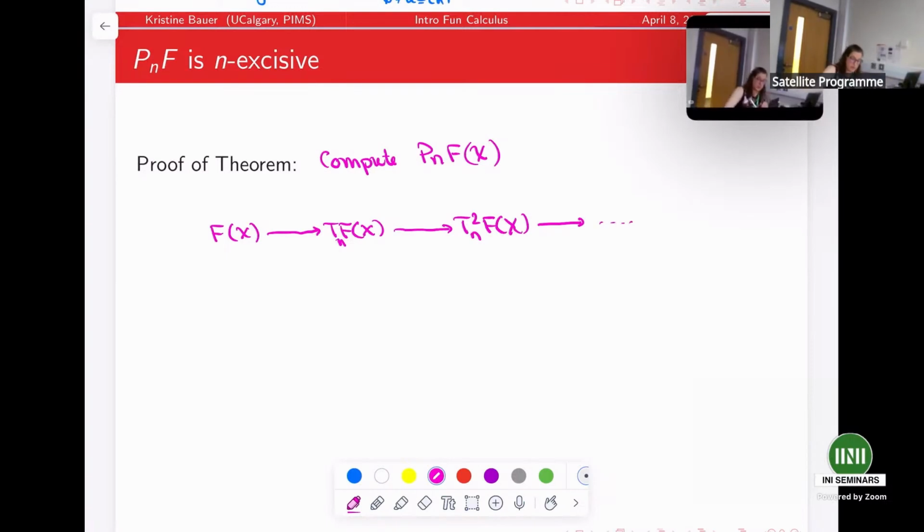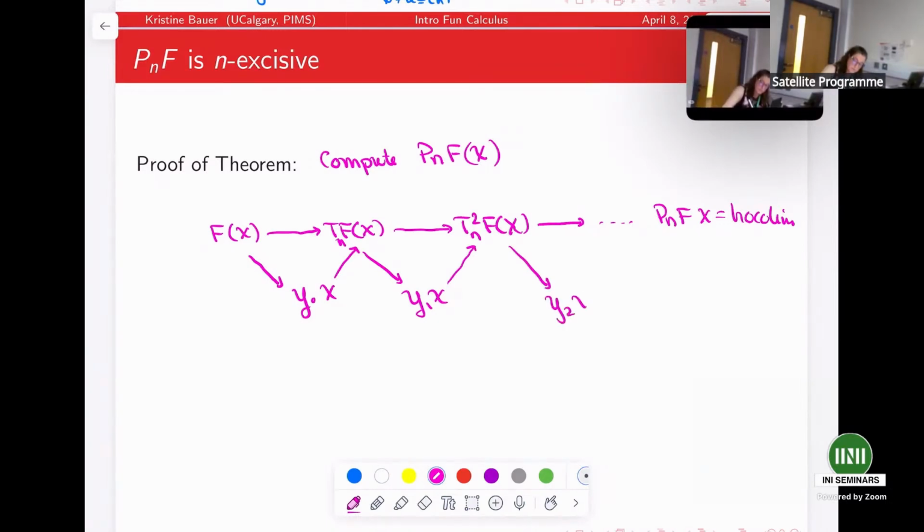But I just proved in the lemma that I can factor this. So in the limit, I get Pn F as the homotopy colimit of this. I just proved that I can factor each one of these through some Cartesian cube. Why did I prove I can do the second one? Because it's just t of the same thing, so by functoriality, I'm going to get the same thing. Instead of taking the homotopy limit of the top, I can take the homotopy limit of the bottom.